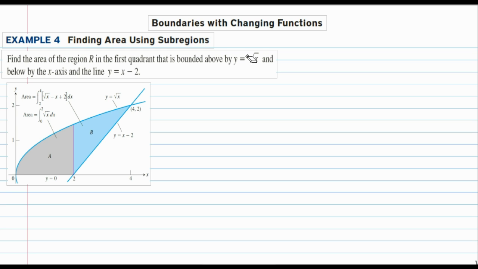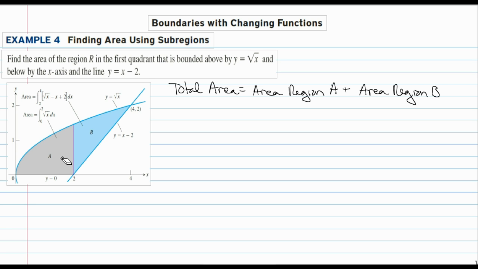bounded above by y equals square root x, that's this one here, and then below by the x-axis and the line x minus 2. So our top minus bottom, the bottom's going to change. The bottom over in this region here is y equals 0, but the bottom over here is y equals x minus 2. So our strategy is going to be to take the area of region A and add it to the area of region B to get our total area.